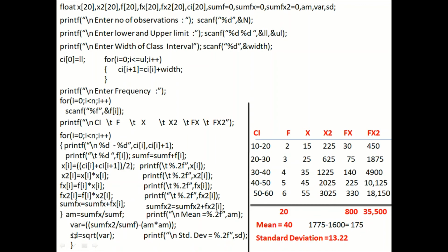Now the square root of this variance we need to find out. So I'll find the square root by using the sqrt function and store it to SD, where SD is a variable to hold the square root. And the value of SD I am going to print. So here we get 13.22. So this is the end of my program.